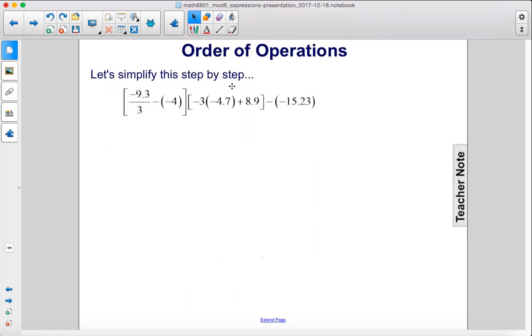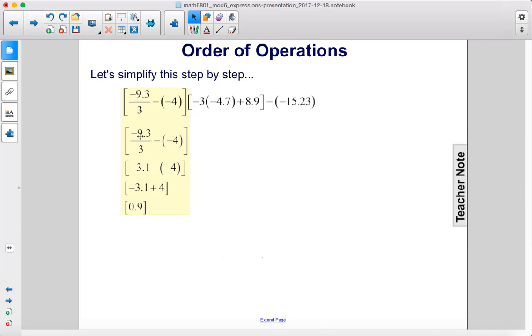Let's simplify this step by step. All right, so we have brackets here, parentheses. We have that multiplied by another expression inside of parentheses here. And then we have subtraction of this constant at the end. So let's start with the first parentheses on the left. We would first simplify all of this before we do anything else over here.